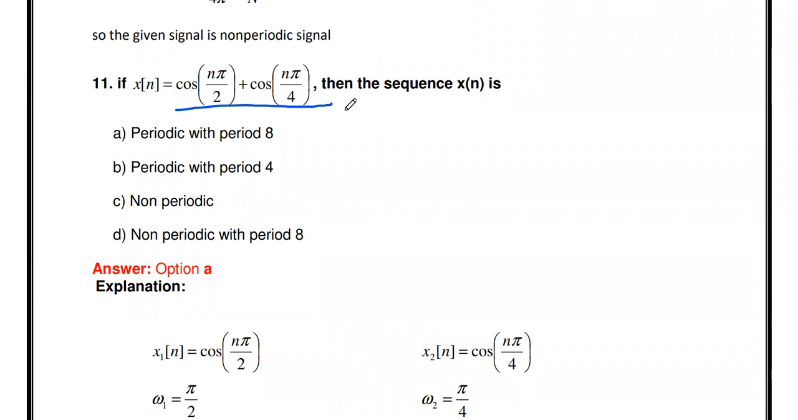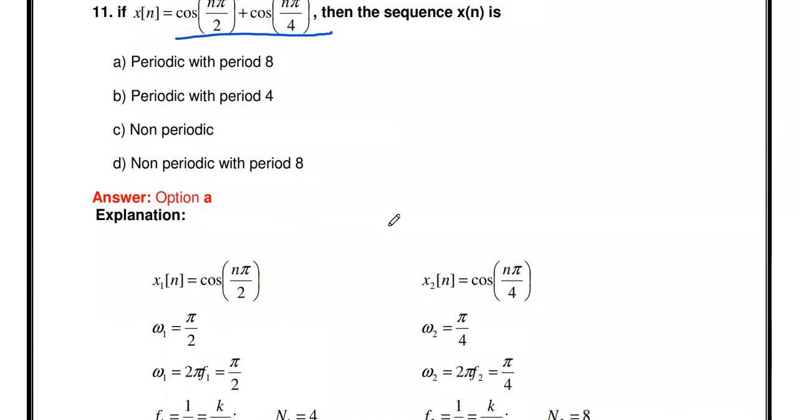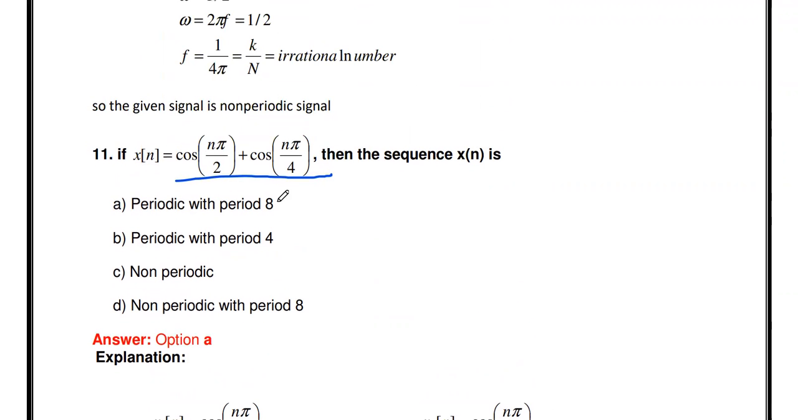If it is the addition of two signals, in order to verify whether the given signal is periodic or not, we have to find the time period N for the first signal separately, and for the second signal separately. Then we have to calculate the ratio N1 divided by N2. If the ratio N1 by N2 is a rational ratio of two integers, we can say it is periodic. Otherwise, non-periodic. That is the condition.